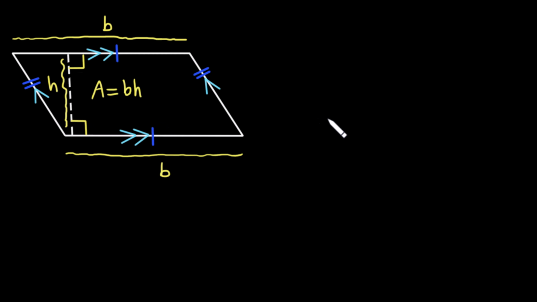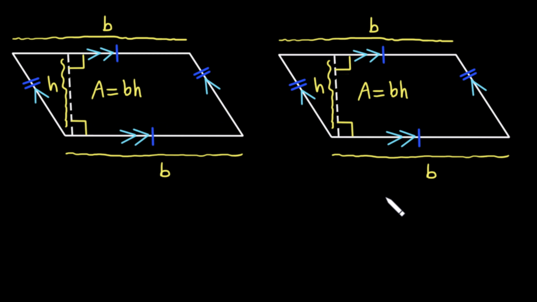I will copy it and paste it here. So I copied this one and pasted it here. Now let's delete this formula, because we want to prove it by splitting this parallelogram into two triangles. Now, if we draw a diagonal, for example from this vertex to this vertex, we split it into two triangles. So the parallelogram is now divided into two congruent triangles.